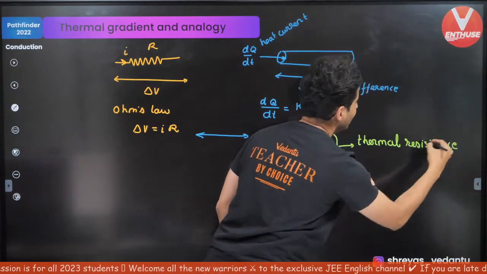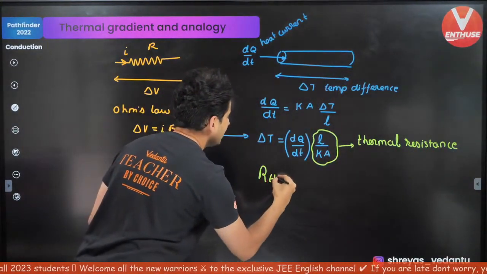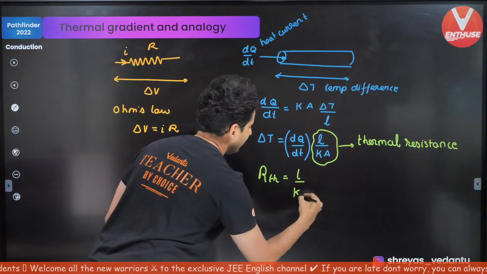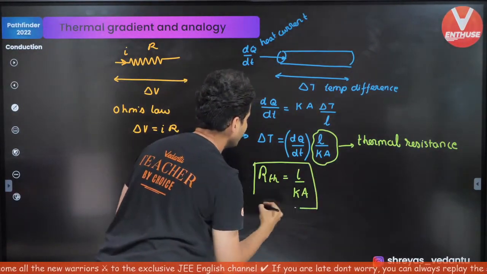If you see the resemblance, what is the equivalent of resistance in conduction? It's L by KA. This number over here, L by KA, is then called thermal resistance. Now, why do I need this? So R_TH is L by KA. Very, very important formula that you are learning over here.